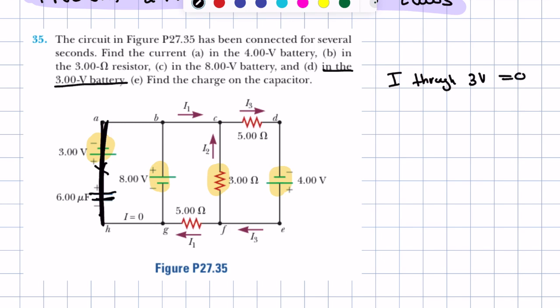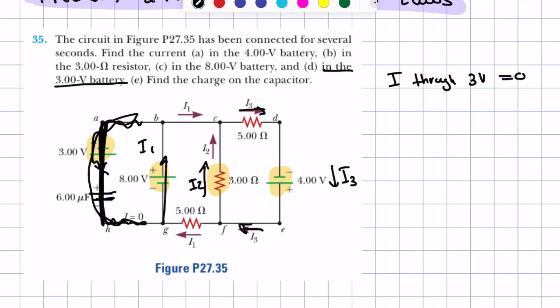What it also means is that we can essentially just remove this entire section from the circuit because we know the current there is 0. So now what we want to see is, if we have I3 going this way and coming this way, this means this is I3. It also means that this is I2, and it means that this is I1. So we're essentially asked to figure out I1, I2, and I3.